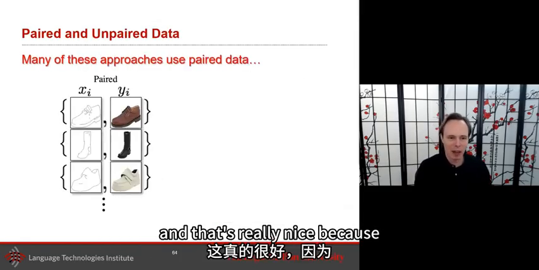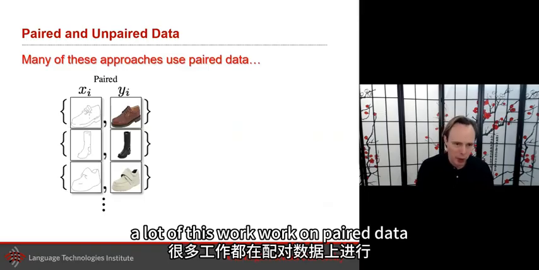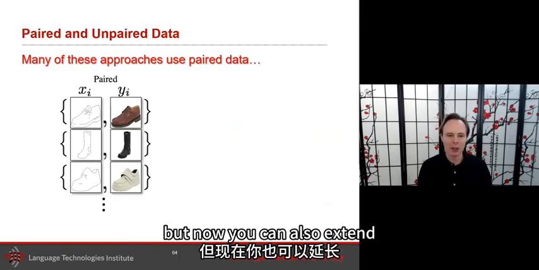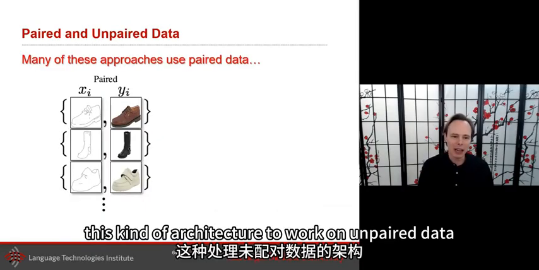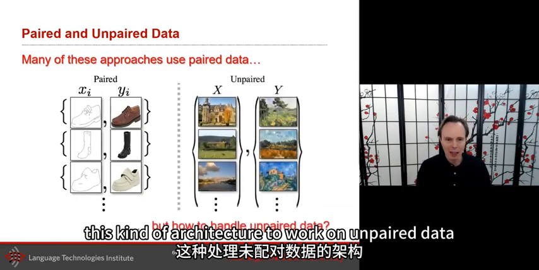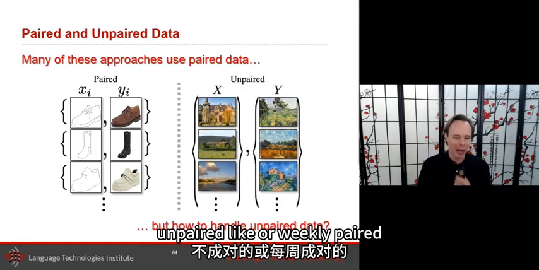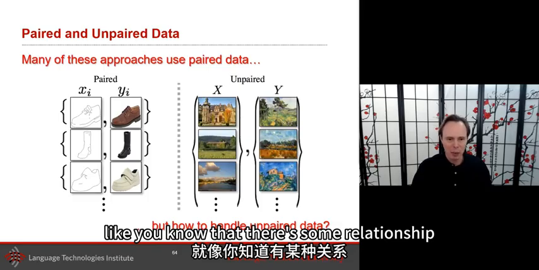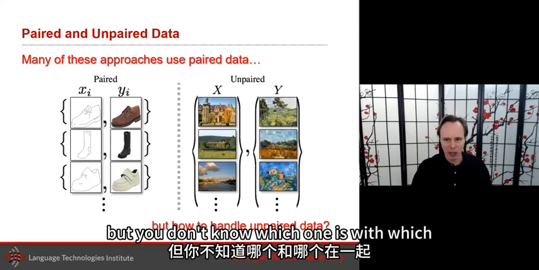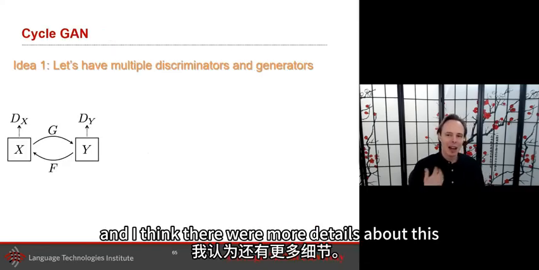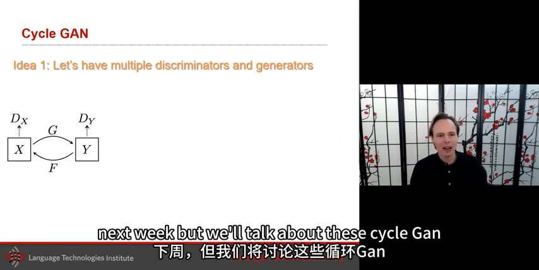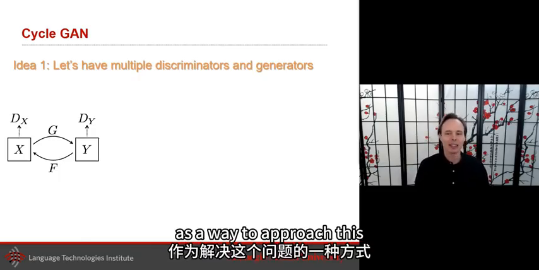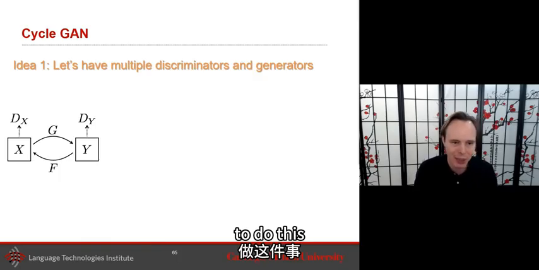That's really nice, because a lot of this work is on paired data, but now you can also extend this kind of architecture to work on unpaired data, or weakly paired. It's still paired up to a certain point, like you know there's some relationship, but you don't know which one is with which. For that, there will be more details next week, but we'll talk about the cycle GAN as a way to approach this.